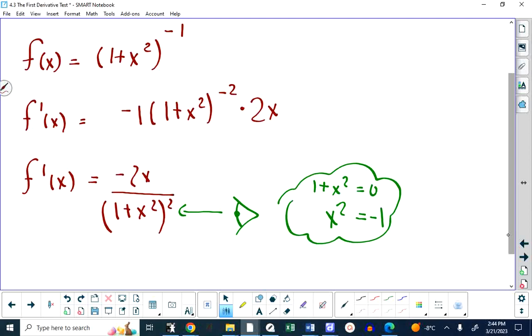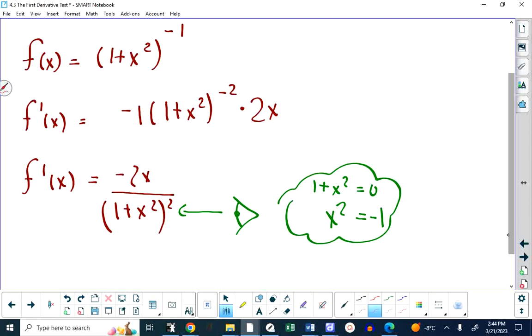So, let's talk about that. You're right. The bottom cannot be 0, and it's not because the whole bottom is squared, though. The bottom cannot be 0 because 1 plus x squared is going to be positive. Yes, I forgot my squared there. So there's no critical values of x there.